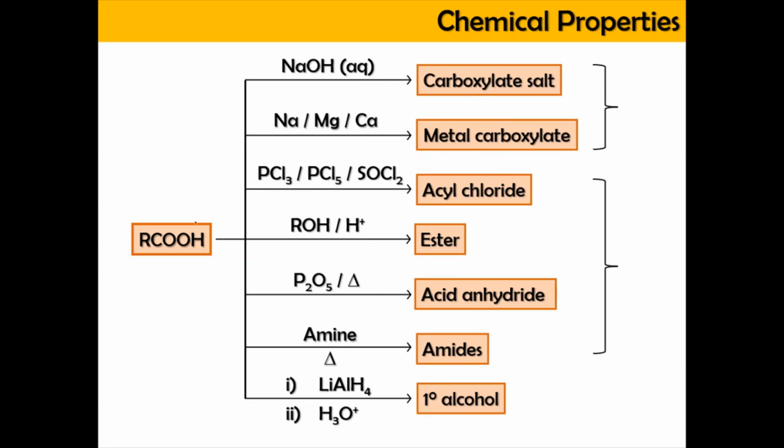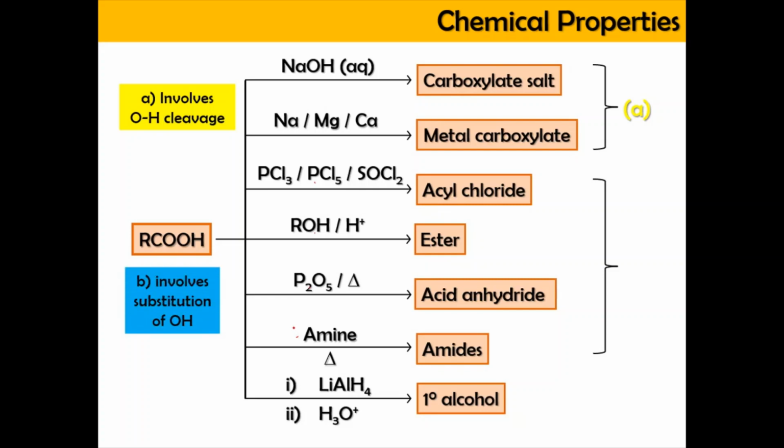So for the reaction using carboxylic acid, we're going to deal with these 7 reactions. And the first 2 reactions here are going to involve the OH cleavage. So this is labeled by using A here. And the next 4 here are going to be involving the substitution of the OH group, and it is labeled using B. Meanwhile, for the third type of reaction, which is the reduction, it will only involve one example here. Okay, so in total there are going to be 7 reactions, 2 for A, 4 for B, and 1 for C.